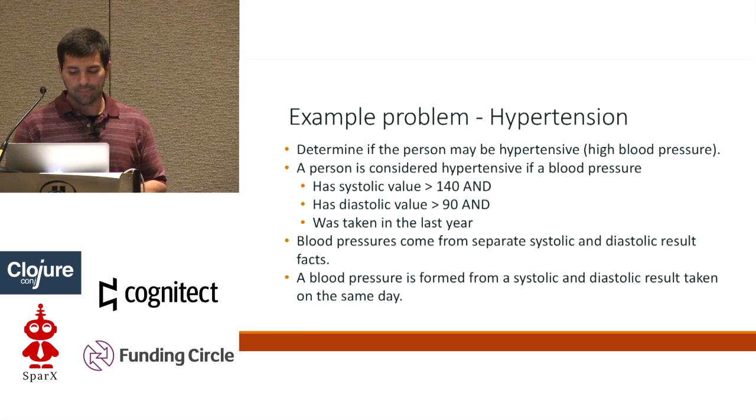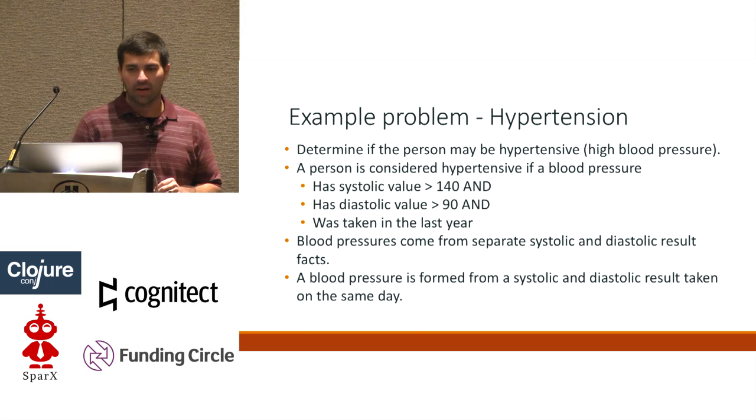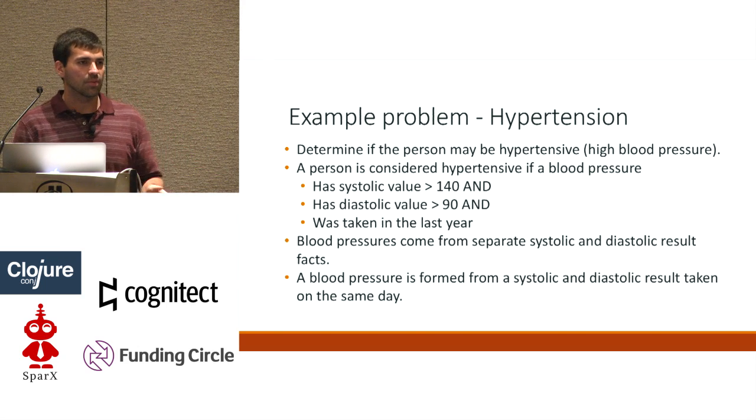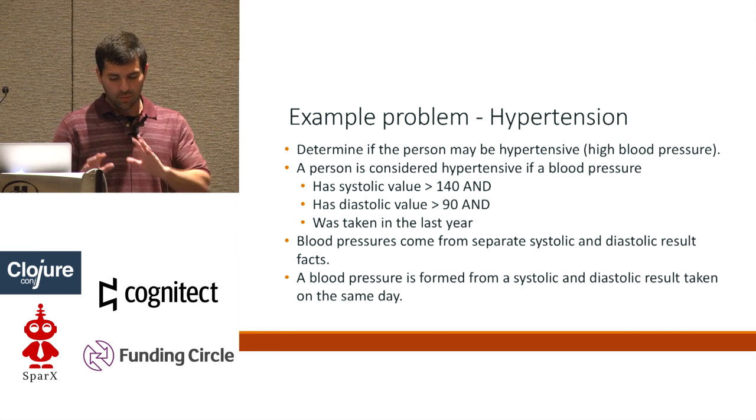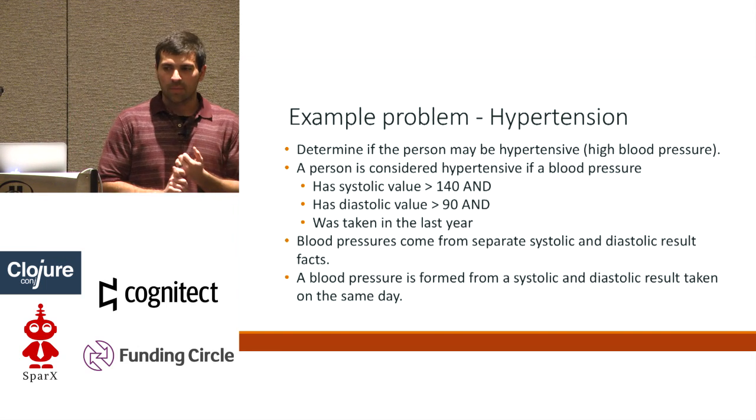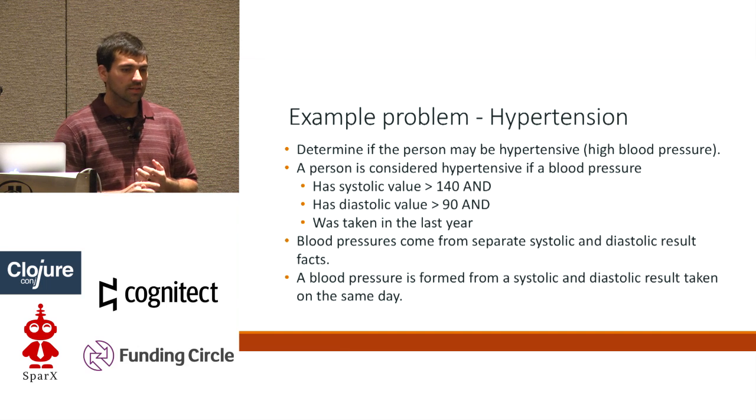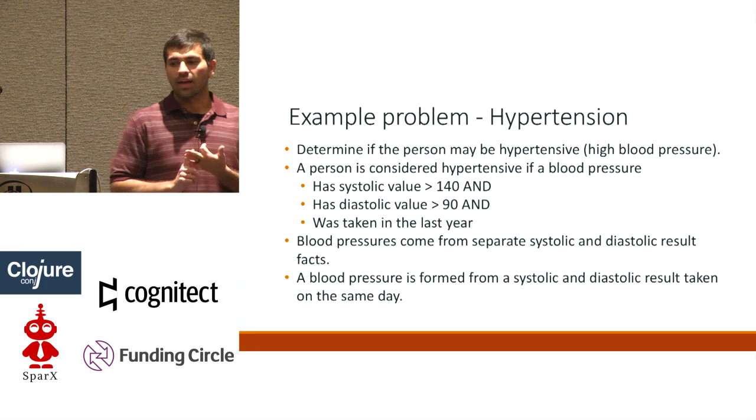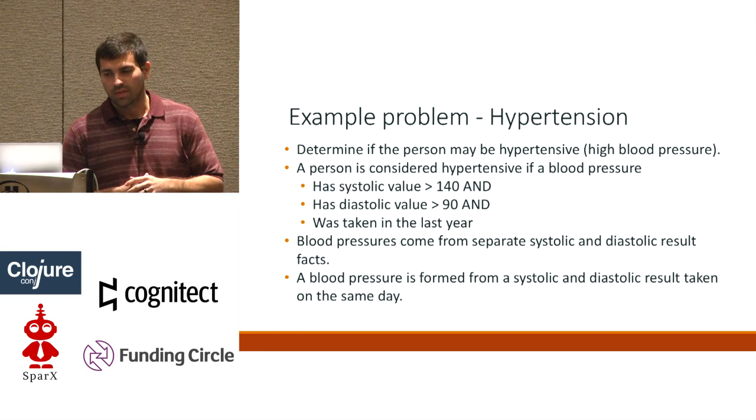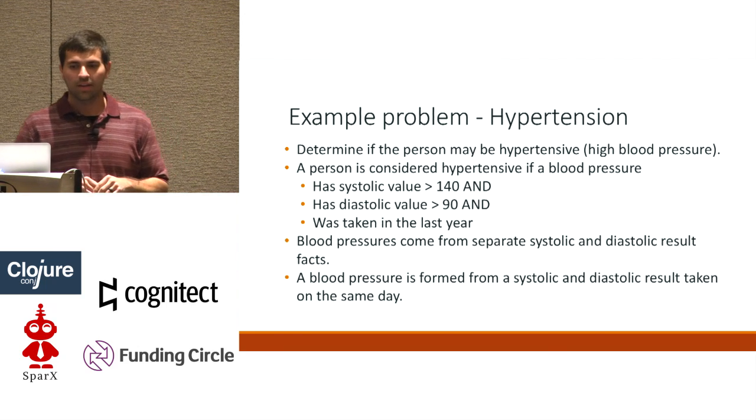My example problem is a really simplified version of looking for hypertension, which means high blood pressure. The rule here is that a person is hypertensive if they have a blood pressure with a systolic value greater than 140 and a diastolic value greater than 90, taken in the last year. That's what you would call greater than 140 over 90.